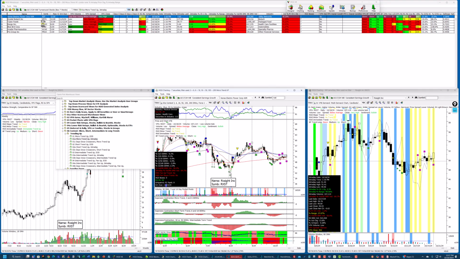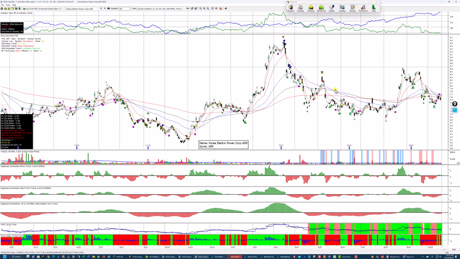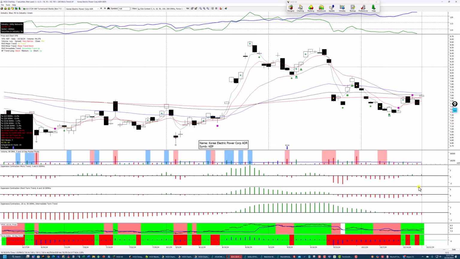So let's bring one up. Korea Electric Power, don't know anything about it. But as I bring this up, and I'll zoom in, you can see that the 3 has crossed the 6 right here. Right here was the 3-6 crossover, which happened right here. But notice that the 6 and the 18 and the 18 and the 50 are still negative.